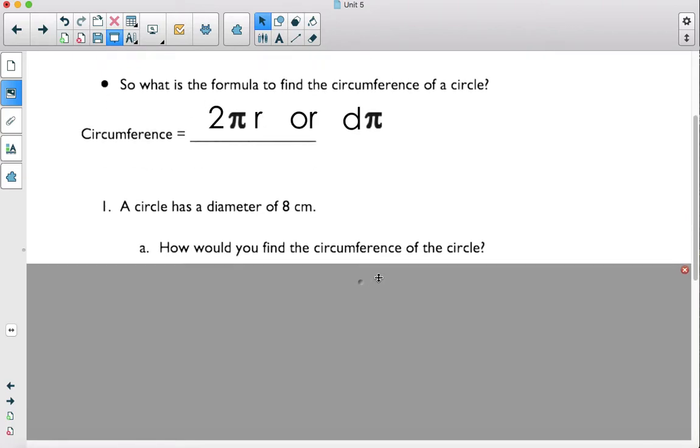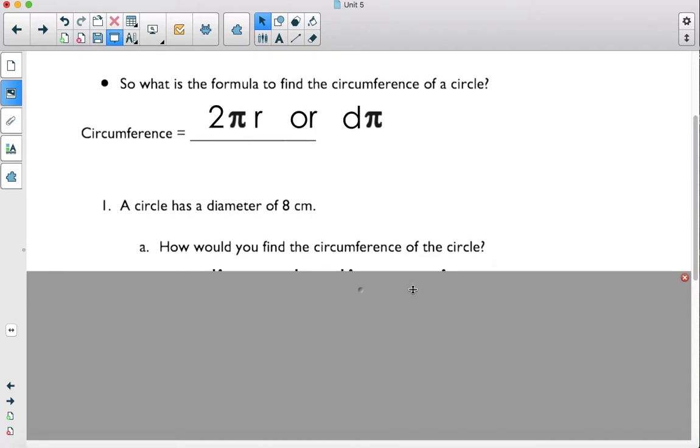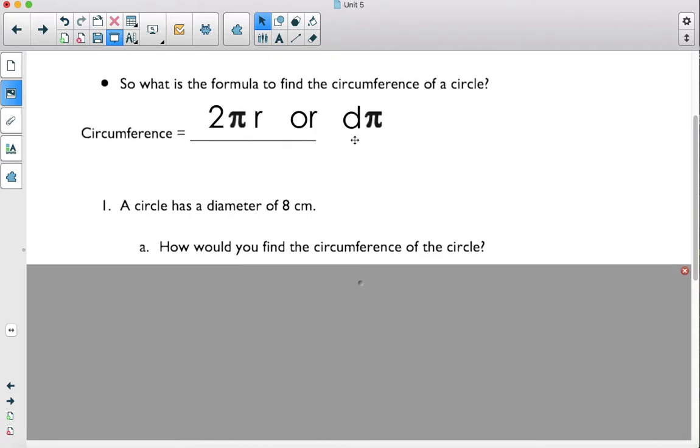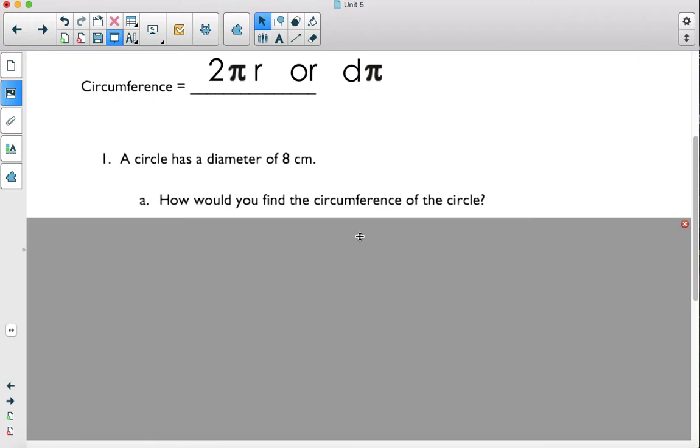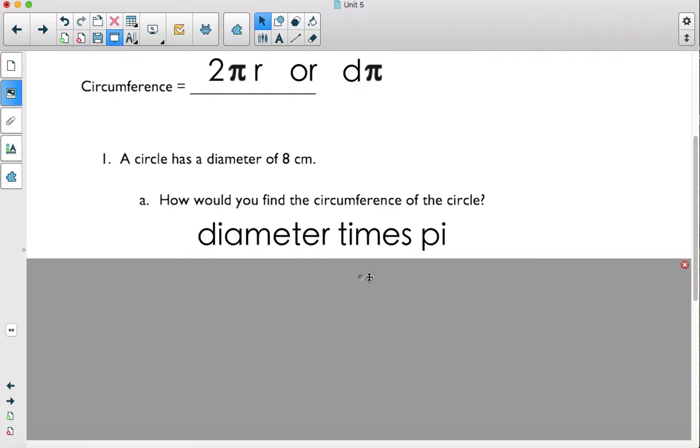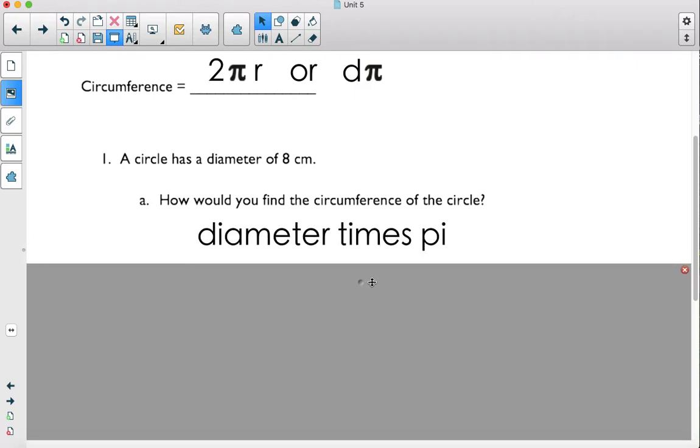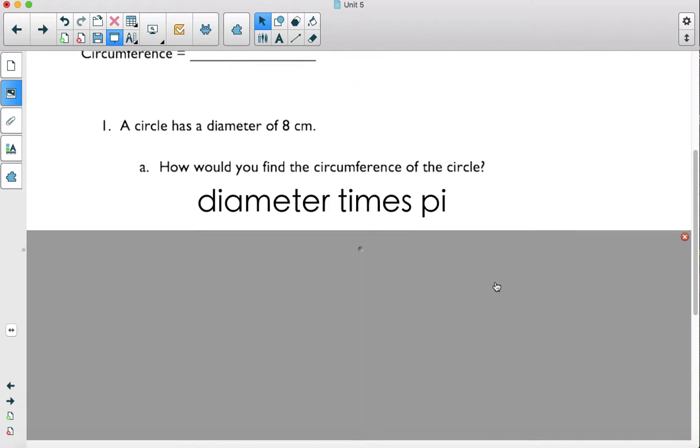So if a circle has a diameter of 8 centimeters, how would you find the circumference of the circle? So if the diameter is 8, here's my equation up here, pi times diameter, to find the circumference. All I would have to take is the diameter times pi. And you can type 3.14 into your calculator, or you can use the pi symbol when you're putting this into your calculator.